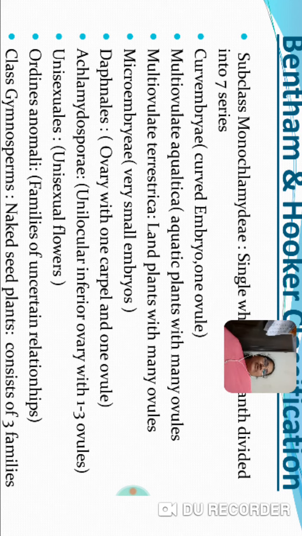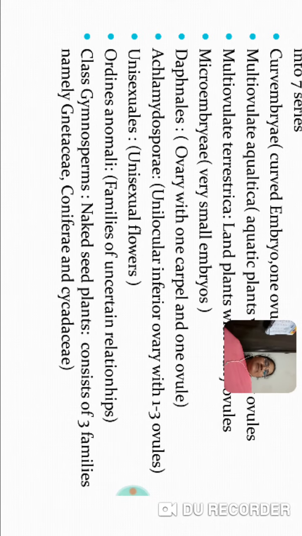And the fourth one is microembryae. Micro means small sized, very small, and embryo. So plants with flowers showing very small sized embryos are grouped under microembryae. The next one is the Daphnelis. The plants have flowers with an ovary having only one carpel and also one ovule, and such plants are kept under Daphnelis.